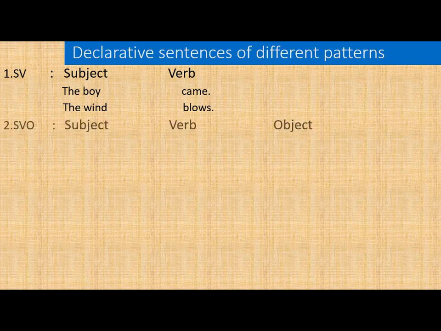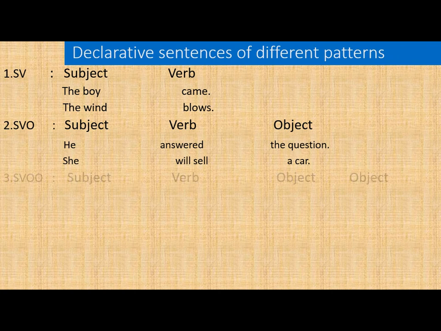Now, SVO pattern means subject, verb and object. He answered the question. He is subject, answered verb, the question object. She will sell a car. She subject, will sell verb, a car object. Now SVOO pattern, subject, verb, object, object. The postman gave me a parcel.